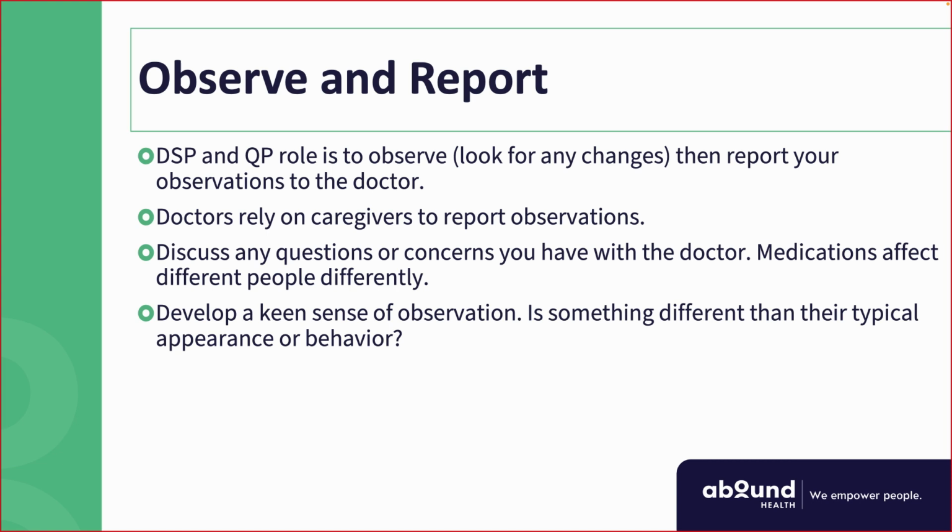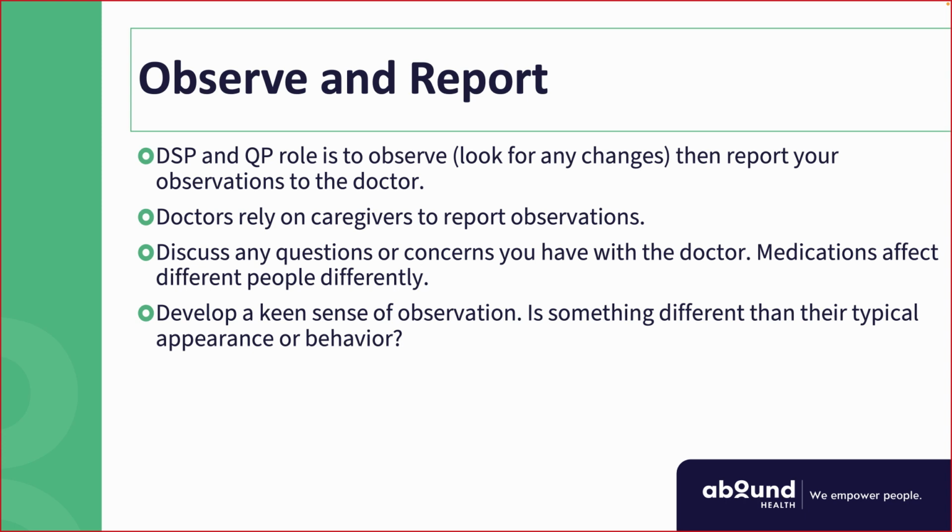So observe and report. The DSP and QP role is to observe, look for any changes, then report your observation to the doctor. Doctors rely on caregivers to report observations because they see the clients maybe once every 3 to 6 months, maybe once a year. Discuss any questions or concerns you have with the doctor.